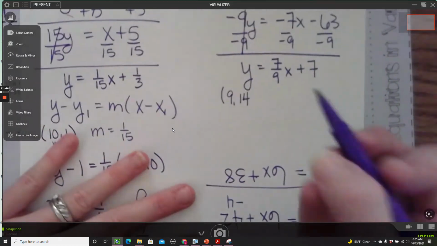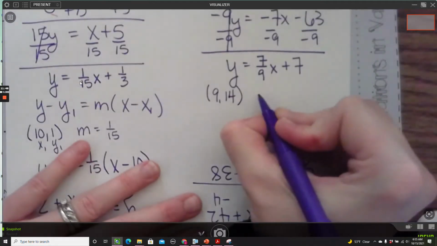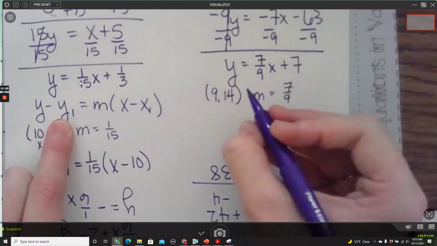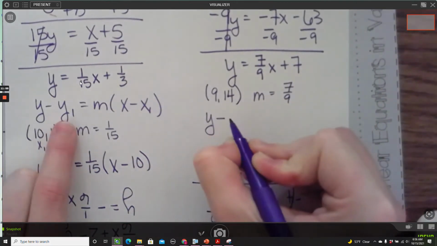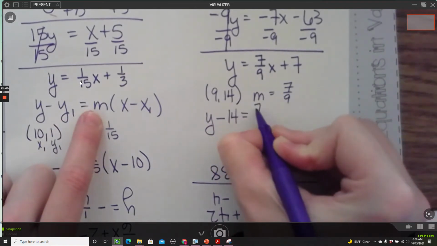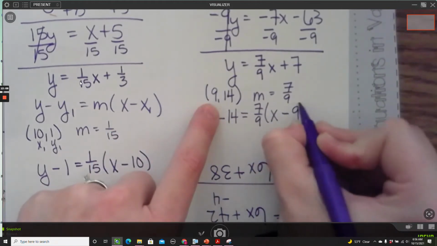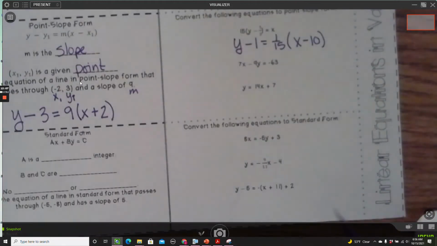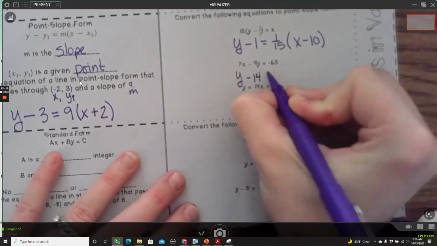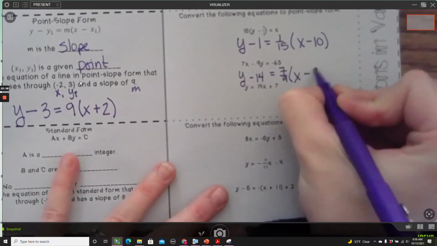Okay, so 9, 14, let me get rid of this for you. And then I know my slope is 7/9. So I'm going to use this form. y minus y1, which is 14, equals m, which is 7/9, times x minus x1, which is 9. So y minus 14 equals 7/9 times x minus 9.